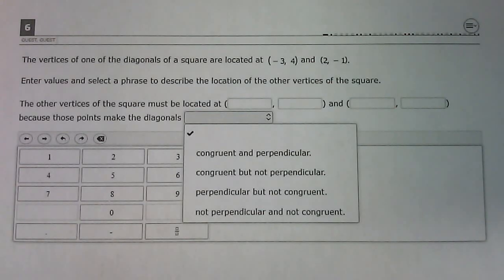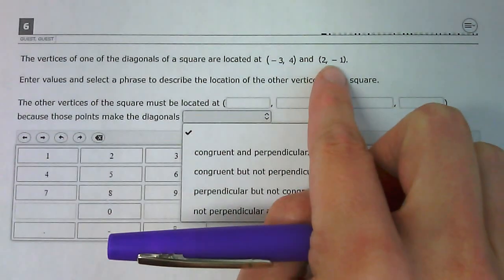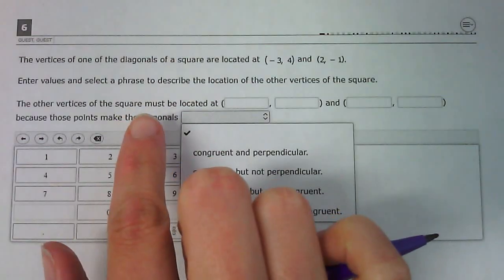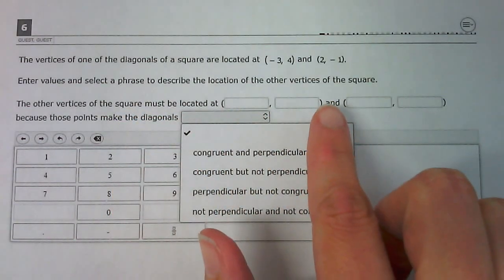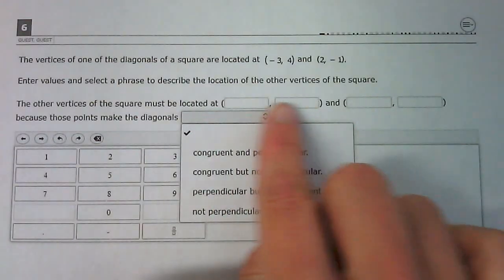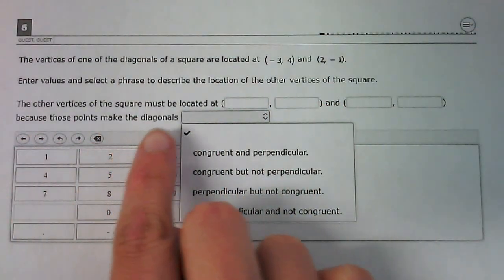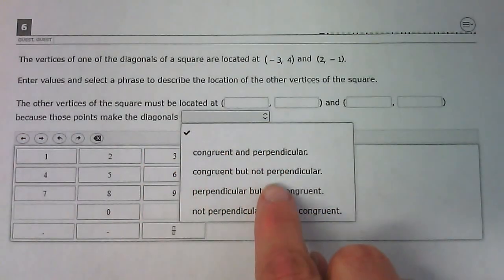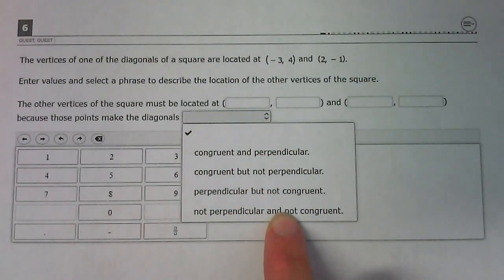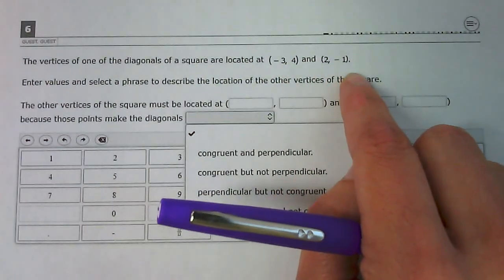Great, we have the vertices of one of the diagonals of a square located at -3, 4 and at 2, -1. Enter the values and select a phrase to describe the location of the other vertices of the square. So we're having to pick two coordinates, and then it says because those points make the diagonals, and we have to pick a characteristic.